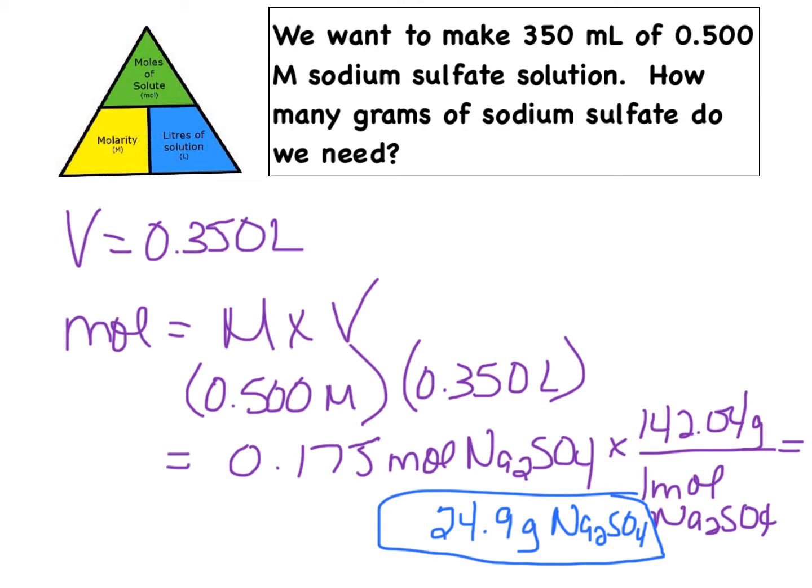And we would add that 24.9 grams of sodium sulfate to enough water so that we have a total of 350 milliliters, or 0.350 liters of total solution.